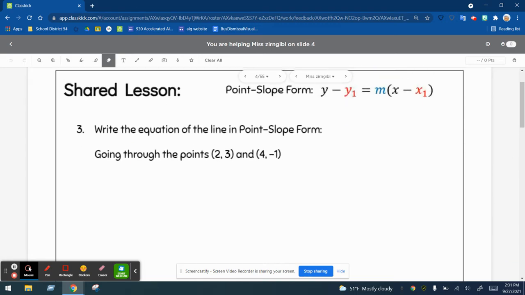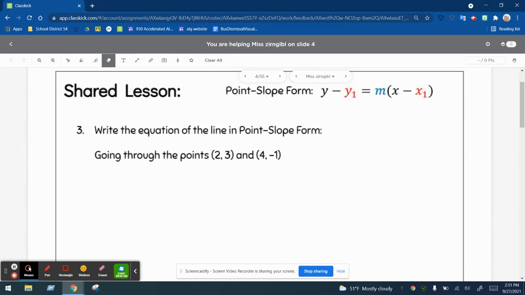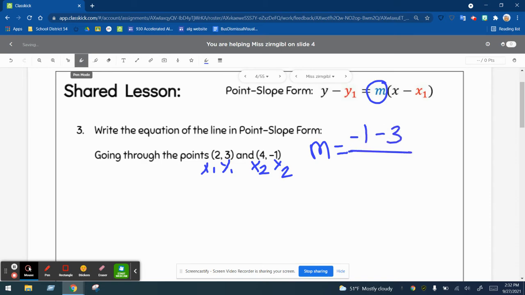So our first one says to write the equation of the line in point-slope form that goes through the points (2, 3) and (4, -1). I need to start by finding my slope because they didn't give that to me. Let's label our x1, y1, and our x2, y2, so that I can use the slope formula. The slope formula is y2 minus y1 over x2 minus x1. -1 minus 3 gives us -4, and -4 over 2 gives us -2. So my slope is -2.